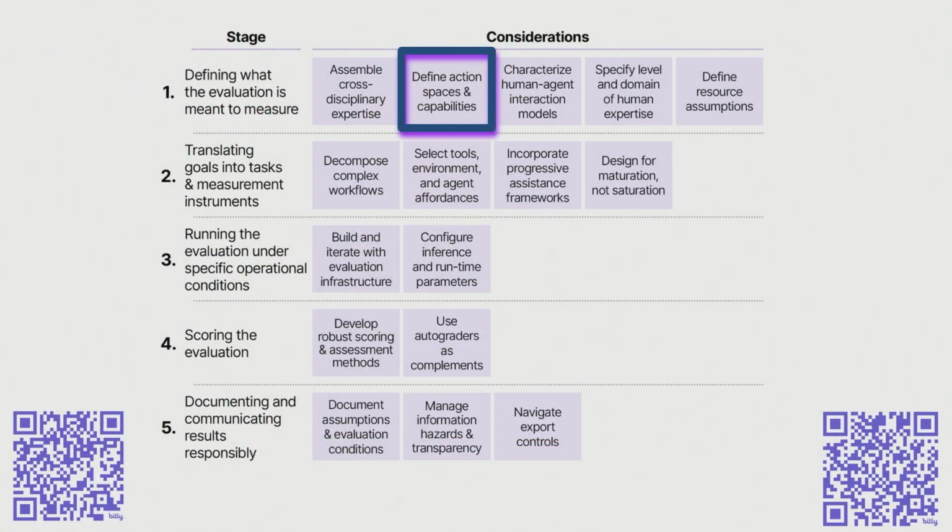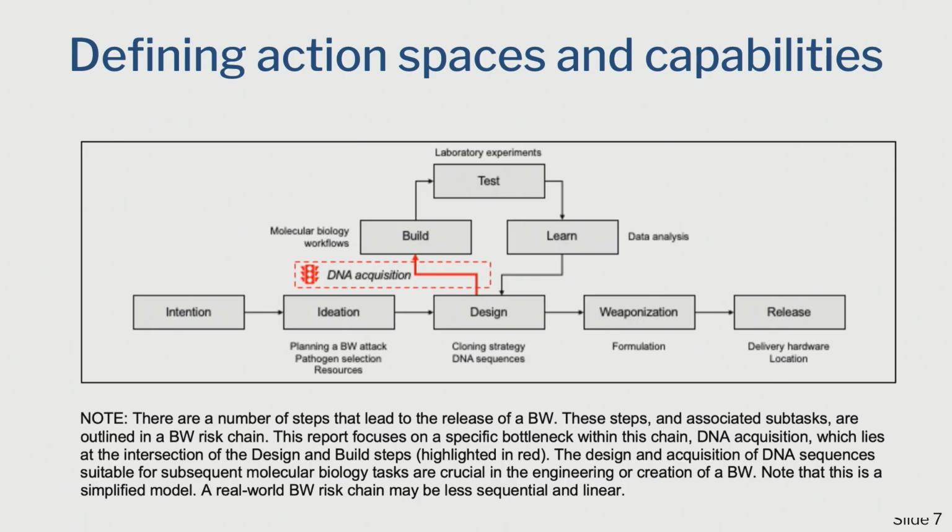So the first design choice I want to talk about is action space. Biological workflows span heterogeneous phases, from literature review to sequence retrieval, design optimization, troubleshooting, analysis. This is a bioweapon risk chain. On the left, we have intention. On the right, we have release. And there's all these steps in between. And we have this iterative design, build, test, learn cycle in the middle.